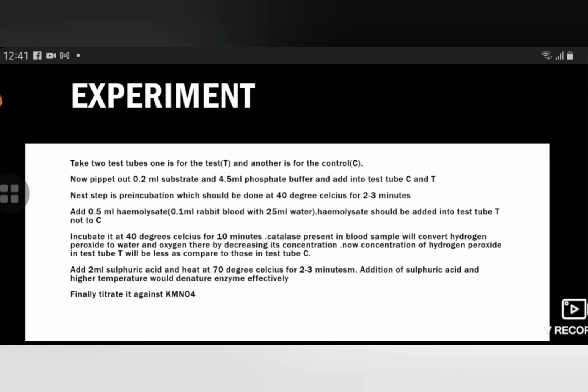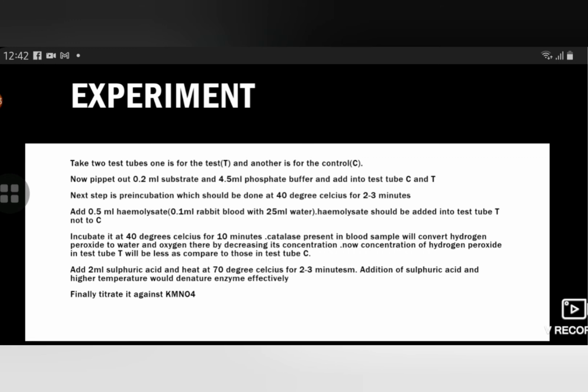Add 0.5 ml hemolysate. Hemolysate should be added in test tube T, not to test tube C, because it is for the control. Incubate it at 40 degrees Celsius for 10 minutes. Catalase present in blood sample will convert hydrogen peroxide to water and oxygen, thereby decreasing its concentration.